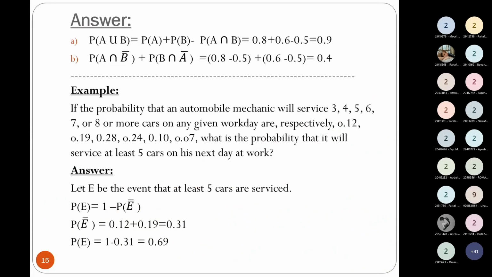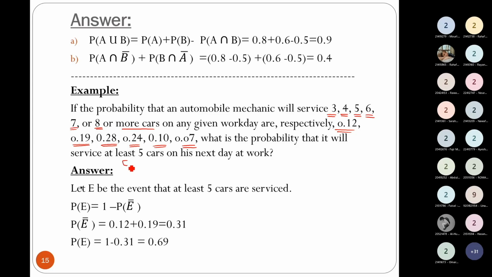This is the answer. Okay, another example. If the probabilities that an automobile mechanic will service 3, 4, 5, 6, 7, or 8 or more cars on a regular workday are respectively 0.12, 0.19, 0.28, and so on, and 8 or more 0.07, what is the probability that he will service at least 5 cars?